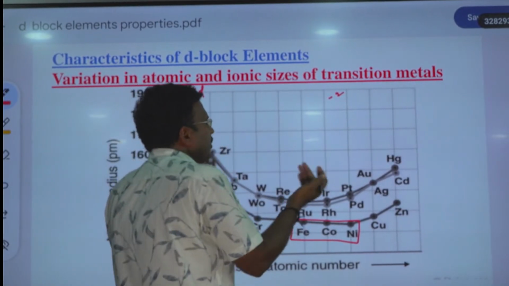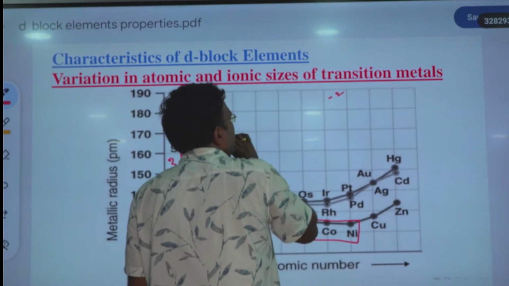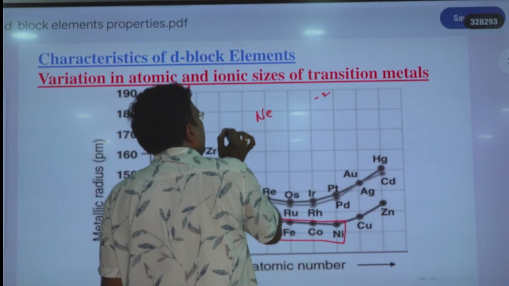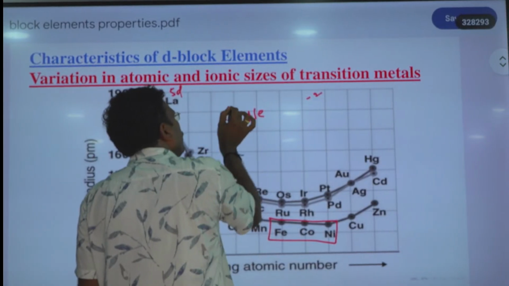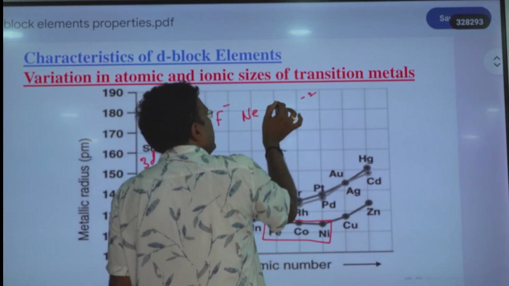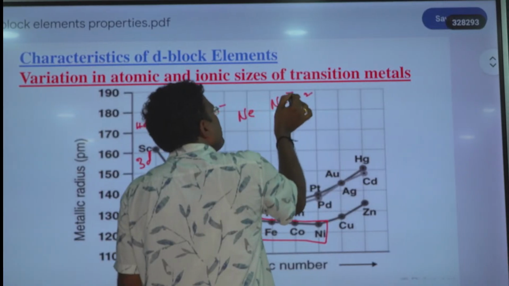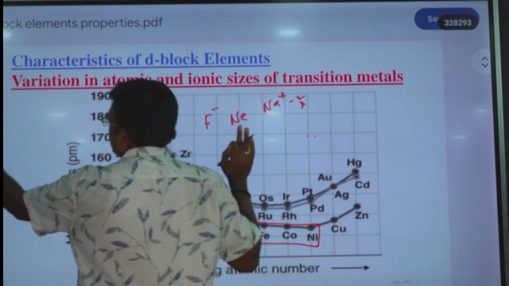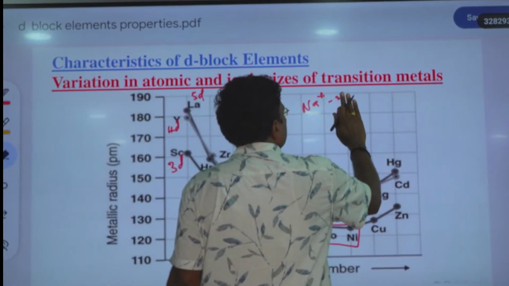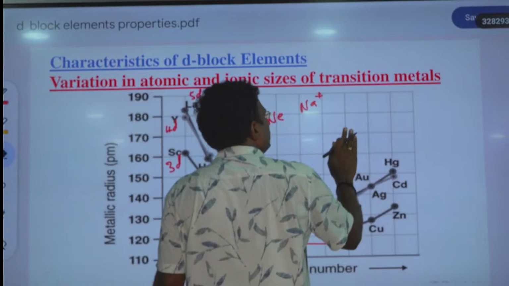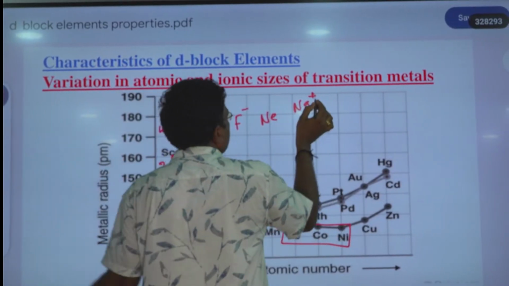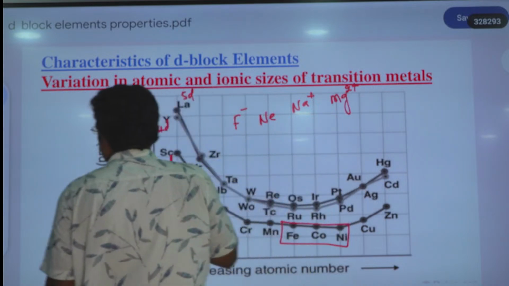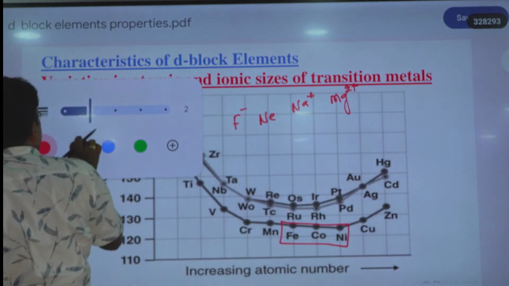The nuclear charge increases. What happens? Just to listen to one example: neon, fluoride ion, sodium ion, magnesium ion. So some ions are given. Which has the highest atomic radius?